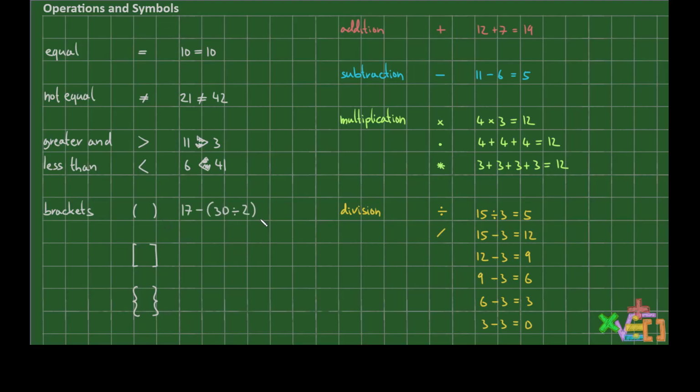If we have 17 minus, in brackets, 30 divided by 2, we need to solve the bracket first. 30 divided by 2 is 15, and so we will have 17 minus 15, and that would give us 2. We're almost there. There are two more things I want to cover: powers and radicals.